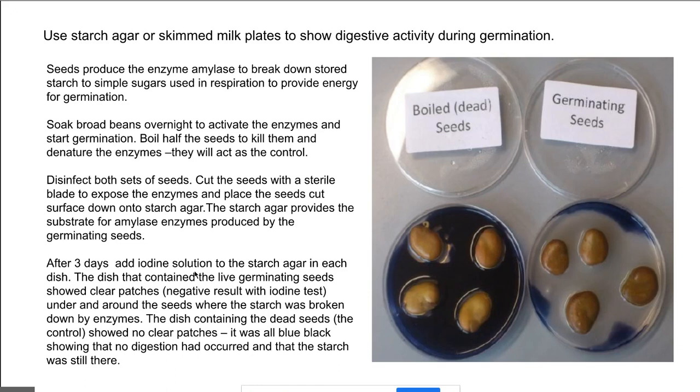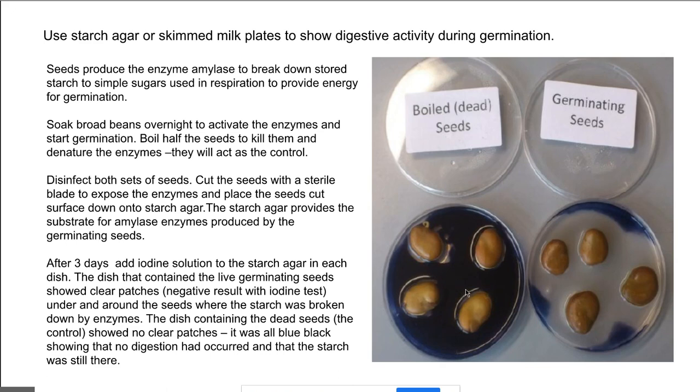After 3 days, add iodine solution to the starch agar in each dish. So we're just pouring iodine solution onto each dish. The dish that contained the live germinating seed showed clear patches. You might remember that when you add iodine to starch, normally you get a black color. If there's no starch present, it will remain clear. So first of all, when iodine is poured onto this dish, we can see clear patches around all the seeds, a little bit of black, bluey black near the edge because there's a bit of starch still here. So what has happened? Amylase from the seeds has soaked into the agar, broken down the starch. So when I added the iodine, we get a negative result here.